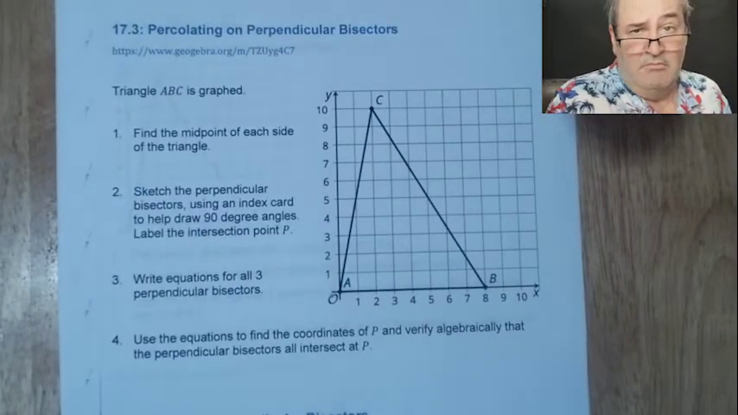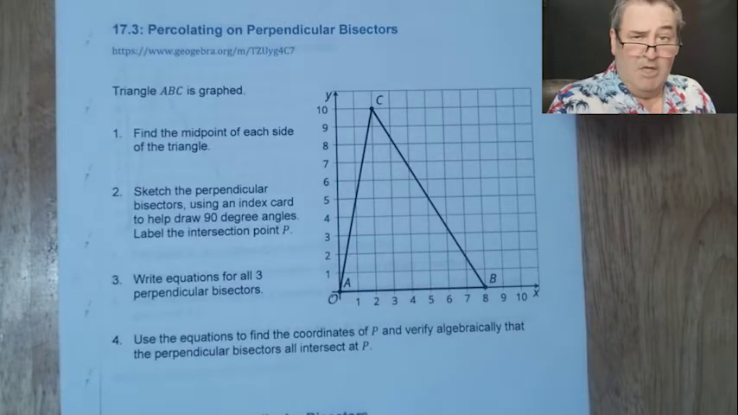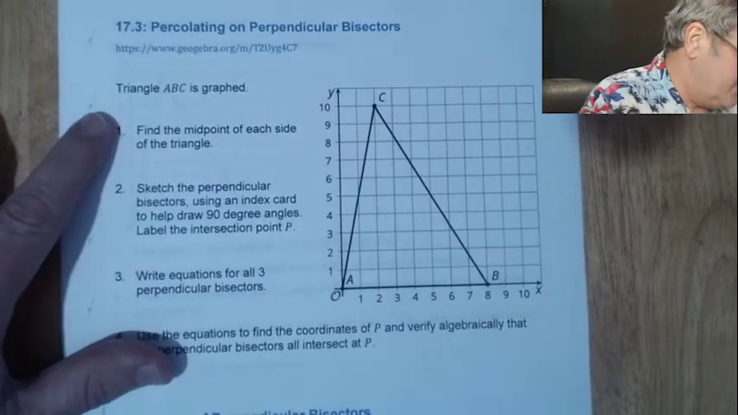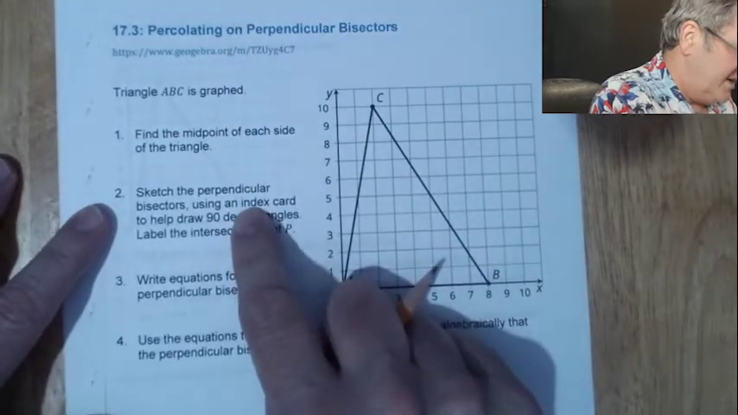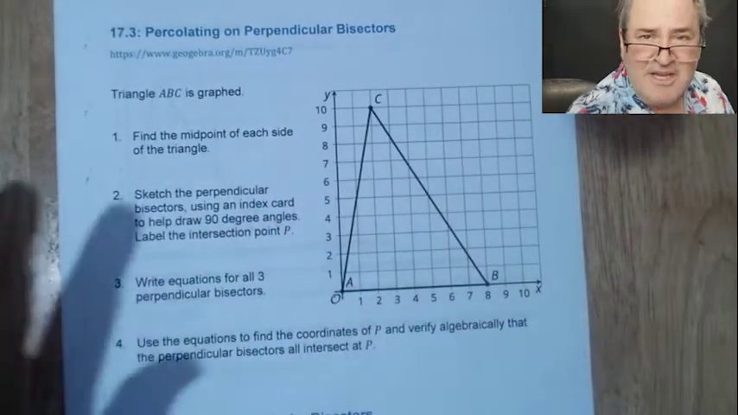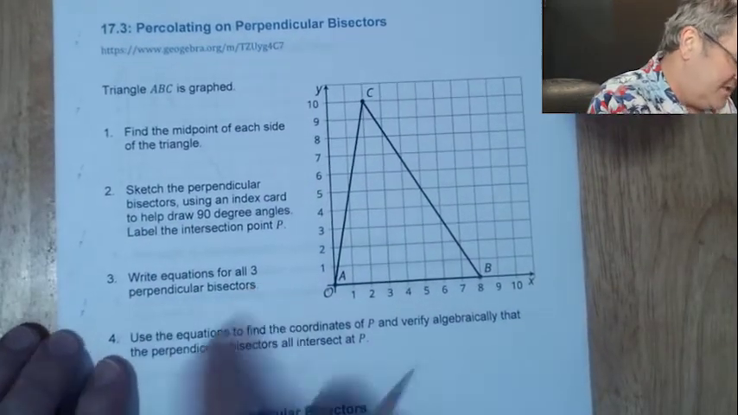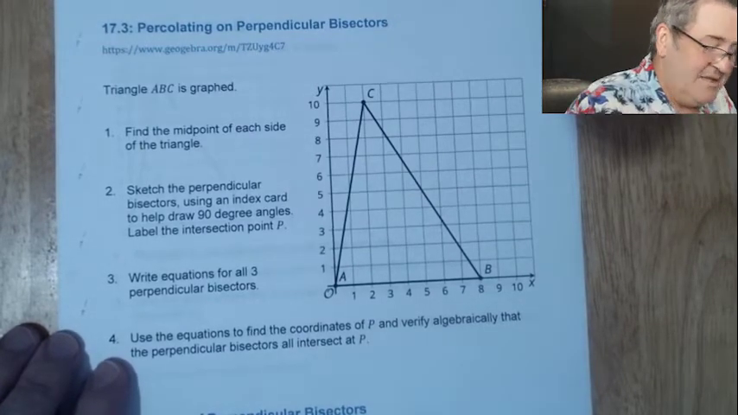Okay, we're gonna percolate on perpendicular bisectors. We're gonna be doing some percolating here. So here is a triangle. It wants us to find the midpoint, the perpendicular bisector, using index cards to make sure they're 90 degrees. Write equations for these. Find the point in the middle of that.